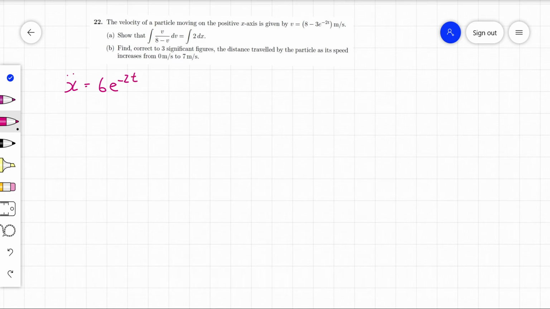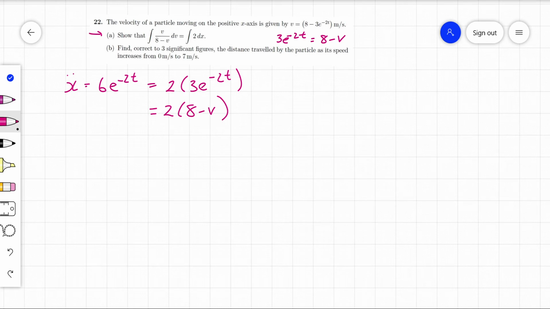So that's acceleration. Now, if you look at what we're trying to show here, we've got v's and x's, so I really want acceleration in terms of v, not in terms of t. If I change this and make the 3e^(-2t) the subject, you can see I have 8 minus v. This looks really similar to that: it's just 2 lots of 3e^(-2t), so that is the same as 2 lots of 8 minus v.